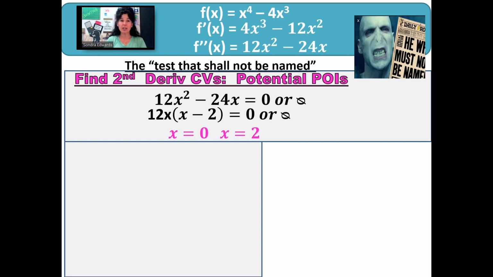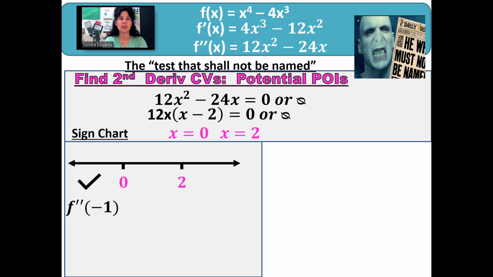Okay, next what we're going to do is put these second derivative critical values on a number line. We're going to make a sign chart. Then I'm going to substitute numbers around these critical values into the second derivative. Because if the definition of a point of inflection is a point where the concavity changes, plugging numbers into the second derivative tells you about concavity.